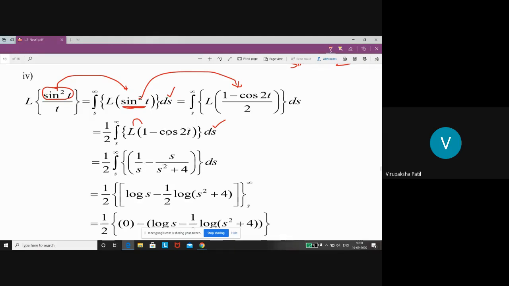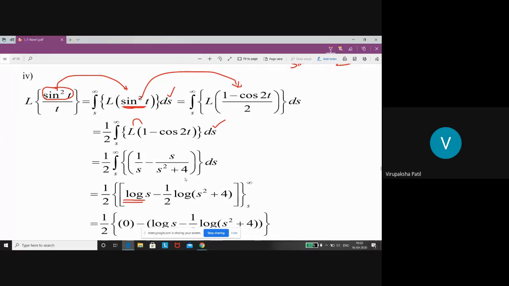minus Laplace transform of cos 2t, which is s divided by s square plus 2 square, which is 4. So I have written it directly, with respect to s. Now we need to integrate this quantity between the limits s to infinity. Now, what is the integration of 1 by 2? It stays as it is. What is integration of 1 by s? It is log s.